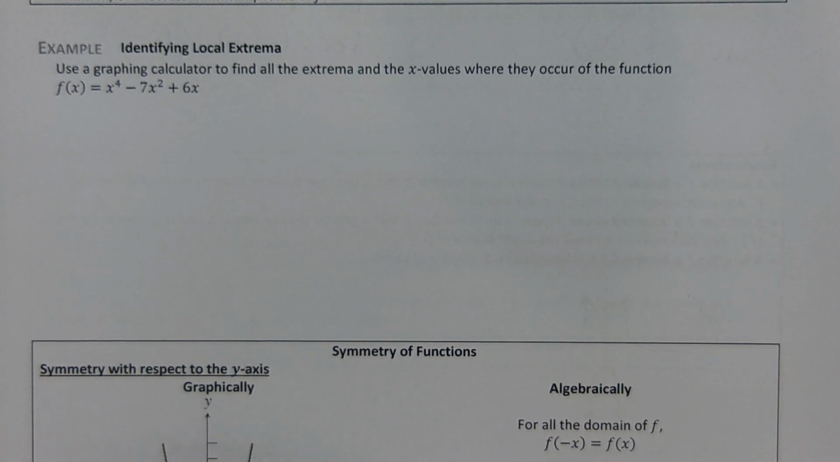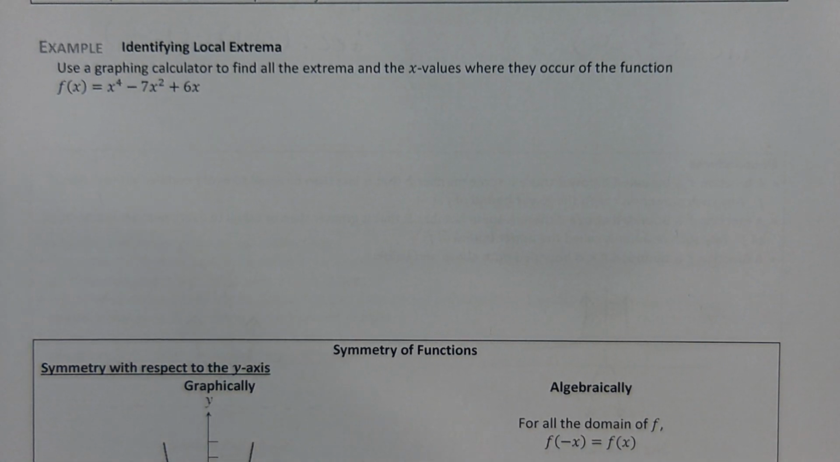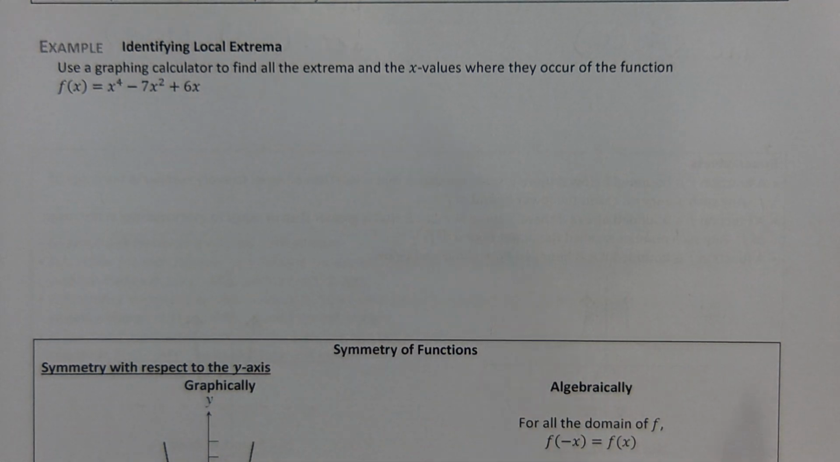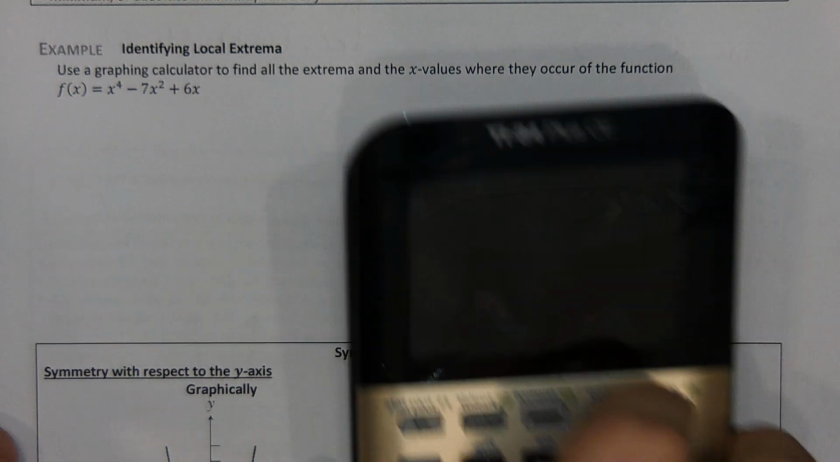So again, we've been told to use a graphing calculator to find all the extrema and the x values where they occur. That means I have to teach you how to use your technology, because figuring out where those x values occur before you know some calculus is quite difficult. But TI is here to save us.